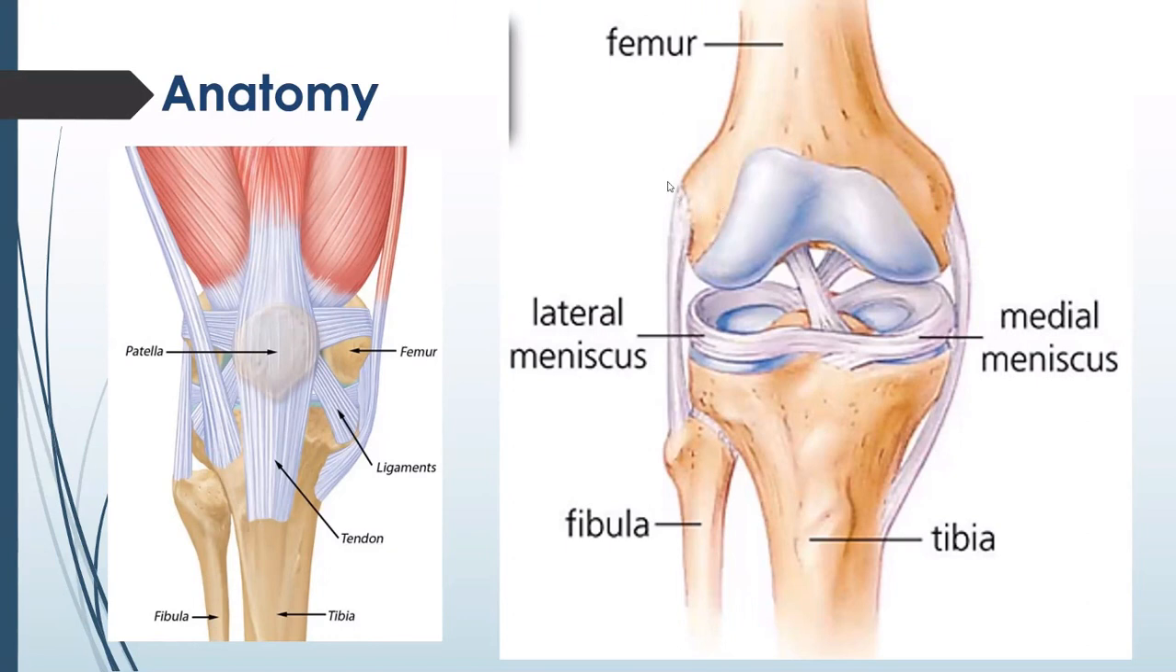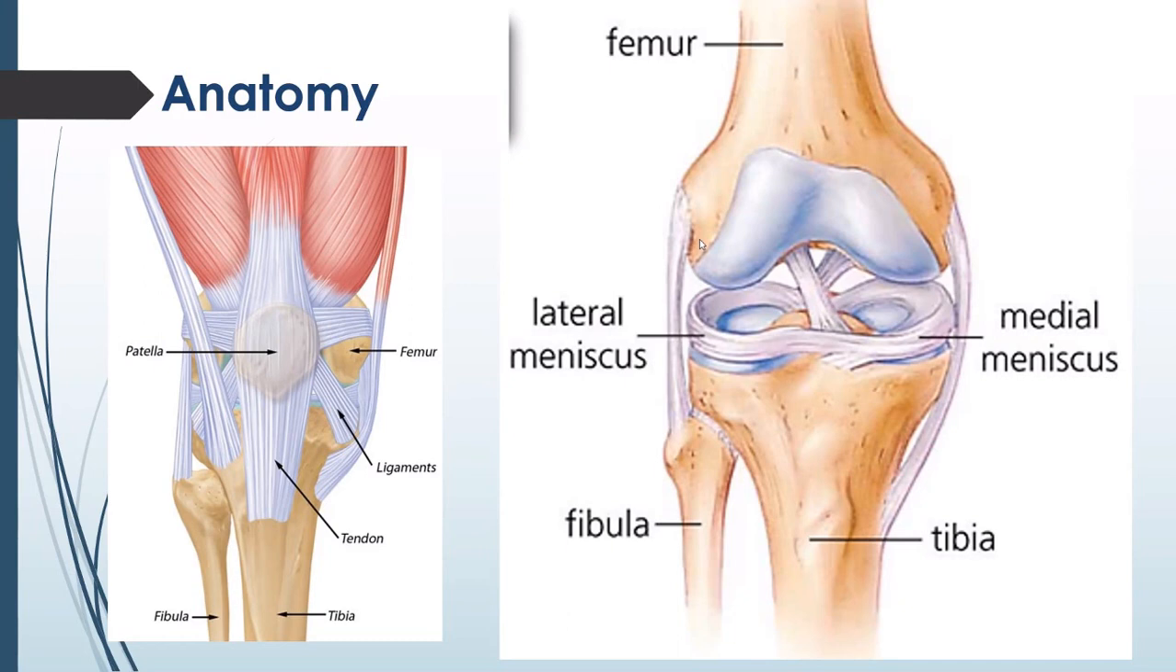And the third stabilizer of any joint is the muscles around the joint. The main muscles that contribute to the stability of the knee joint are the hamstrings in flexion, and the quadriceps in extension. And we have the gastrocnemius muscles from the back, little contribution.